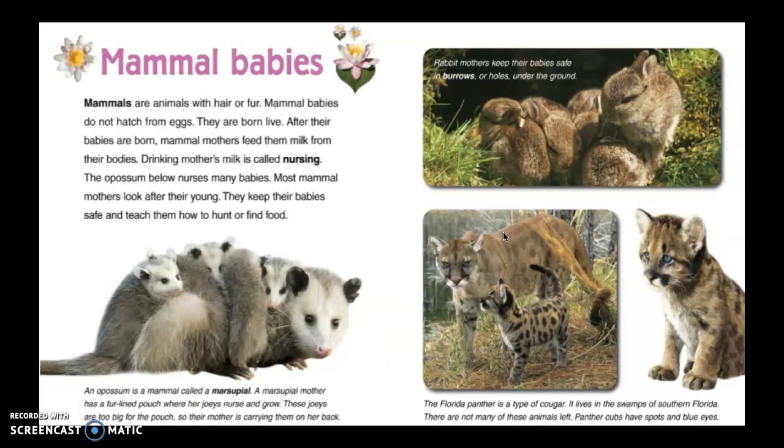This one says, mammal babies. Mammals are animals with hair or fur. Mammal babies do not hatch from eggs. They are born live. After their babies are born, mammal mothers feed them milk from their bodies. Drinking a mother's milk is called nursing. The opossum below nurses many babies. Most mammal mothers look after their young. They keep their babies safe and teach them how to hunt for food.